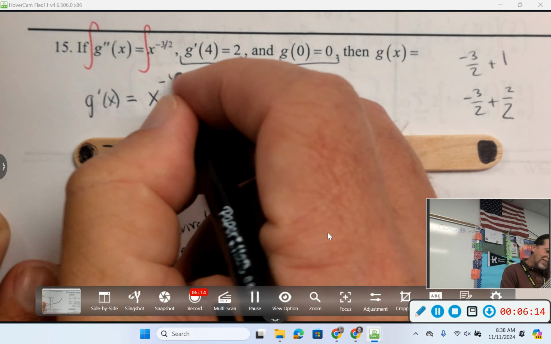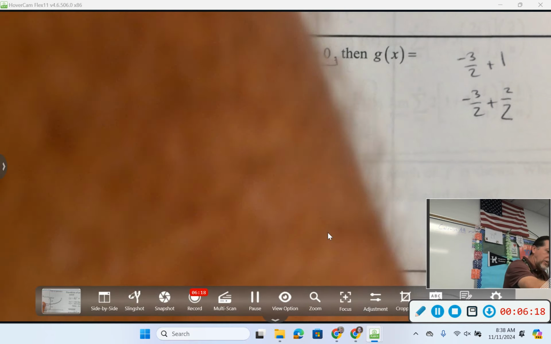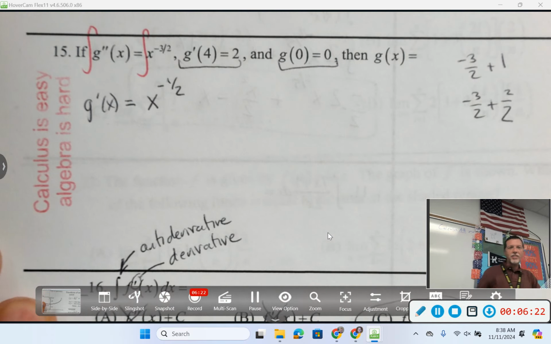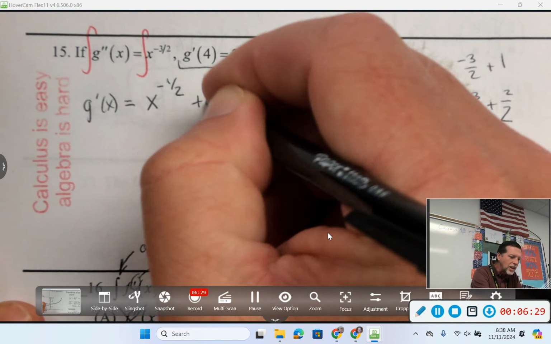Negative 1/2. Right, there's my "calculus is easy, algebra is hard" stamp. Know the rule, but can we add fractions? That's not even algebra. Like, "calculus is easy, fractions are hard" stamp. Plus C.